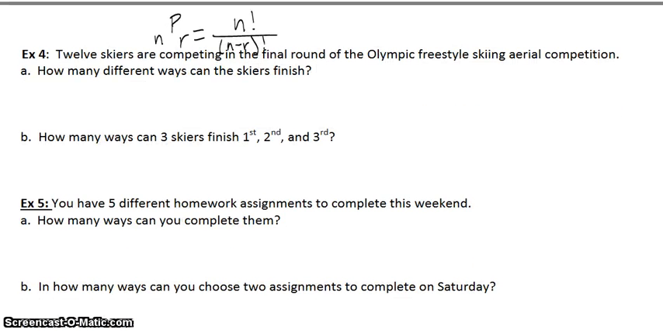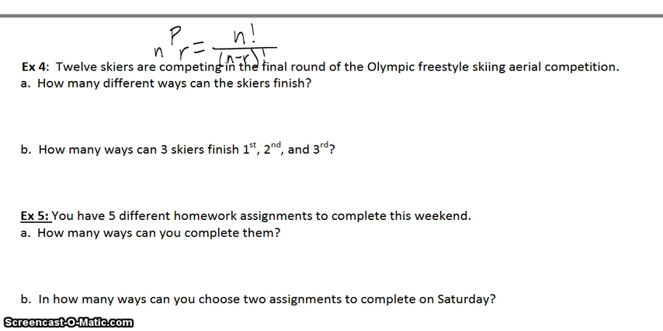This is just another shortcut that I can use to count items. And one thing that's somewhat confusing to students sometimes is that a lot of these problems actually have multiple ways that you can do them. Example 4 is the first type that's like that. It says 12 skiers are competing in the final round of the Olympic freestyle skiing aerial competition. How many different ways can the skiers finish? As in first, second, third, fourth, fifth place.